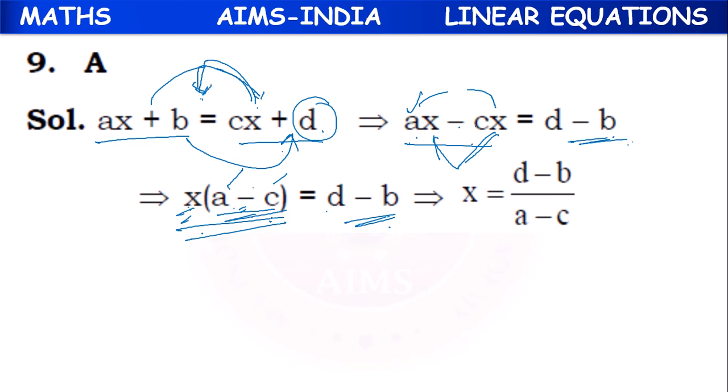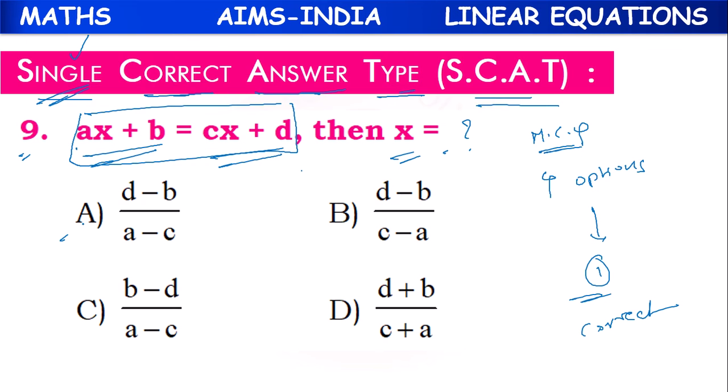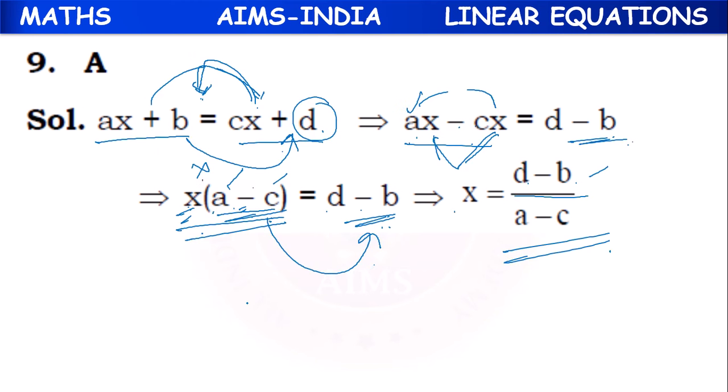Now, X into A minus C. So this A minus C term, we can take to right hand side. Here it is multiplying. If it comes to right hand side, it will divide the right hand side part. So X equal to D minus B by A minus C is the correct option. So option A is correct. D minus B by A minus C.